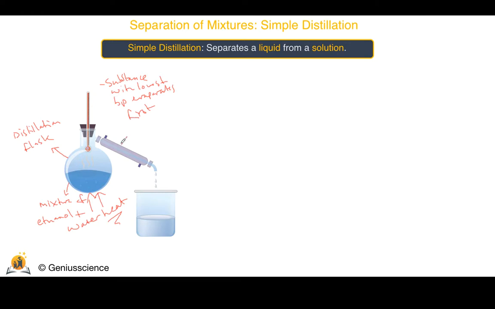So the vapor will then travel up the flask and it will reach this next piece of equipment called a Liebig condenser. The Liebig condenser actually cools down the vapor because there's water flowing in there and out here. And what this does is create a jacket of cool water, and the vapor then condenses into a liquid.